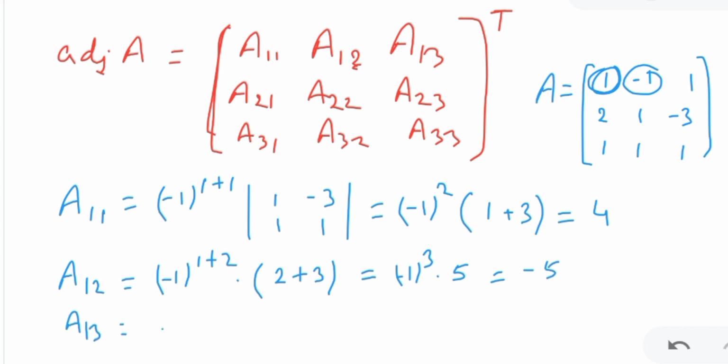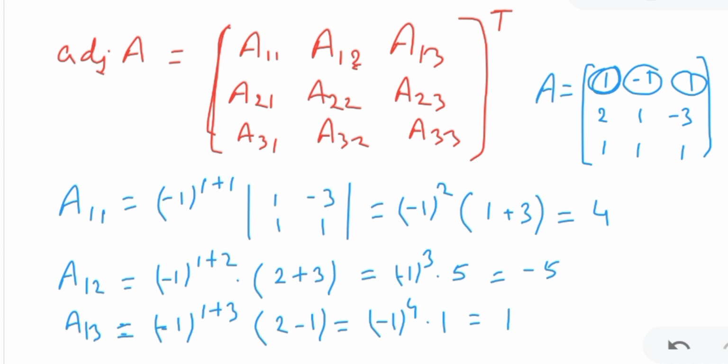So I am finding fast now. Okay. 1 plus 3, and then for this element, this will go. Then 2 minus 1, 2 minus 1, minus 1 to the power 4 into 1. Minus 1 to the power 4 again is an even power, so 1, and 1 into 1 is 1. So 4, minus 5, 1 we got for A11, A12, A13, correct? Now we will find the next row.